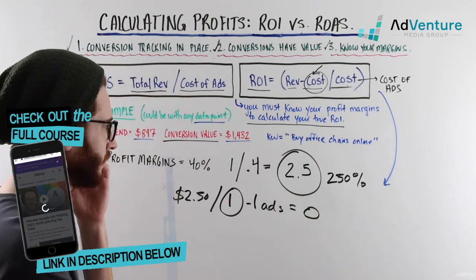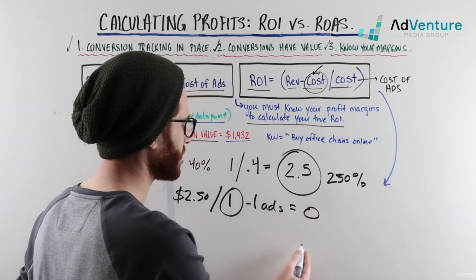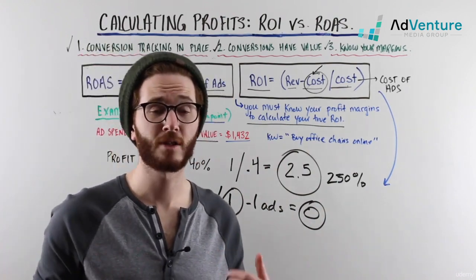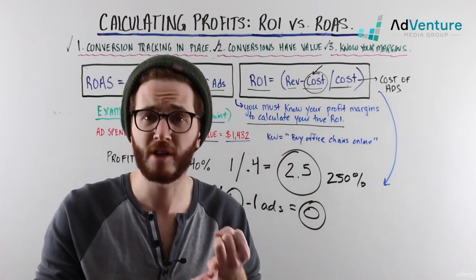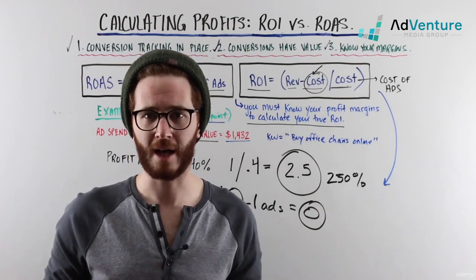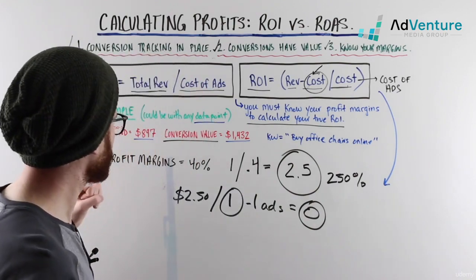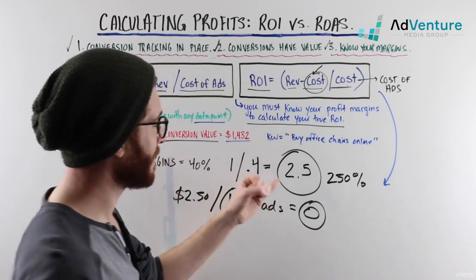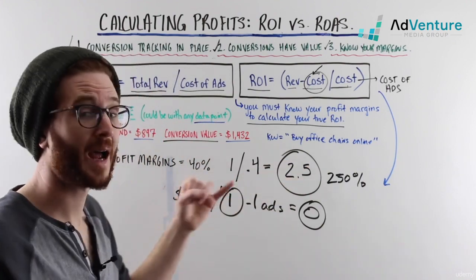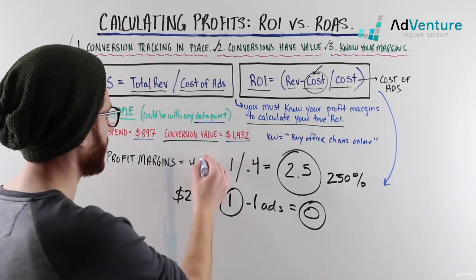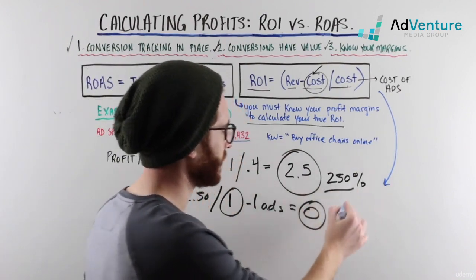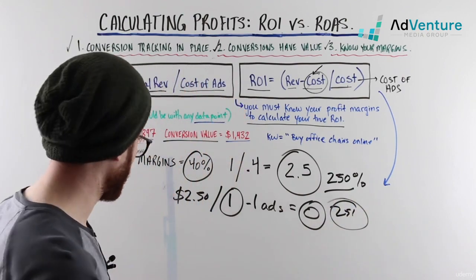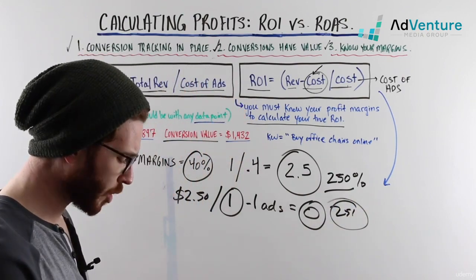You spent $1, you made $2.50, and you come out being equal at 0 because for that $2.50 that you made, you profited $1, and then you have to pay Google that $1 for the ad that you spent. So in order to break even, you need to be making at least $2.50 on advertising. In order to be profitable with profit margins of 40%, you need to be making anything above $2.50. If you're making $2.51, you're profitable to a penny, and so on and so forth. So that's how you calculate your break-even point.